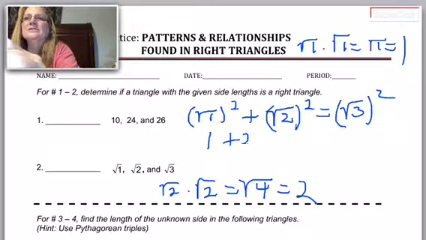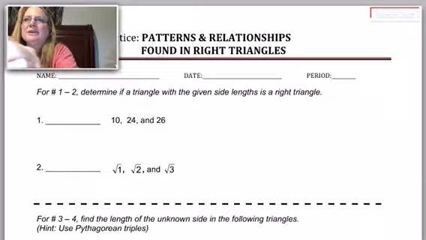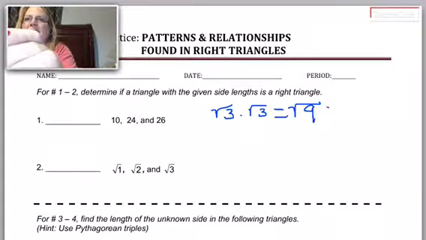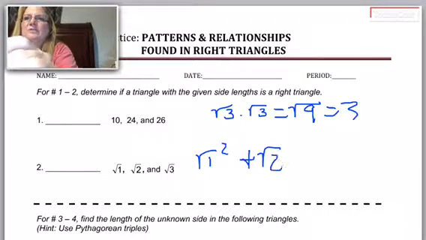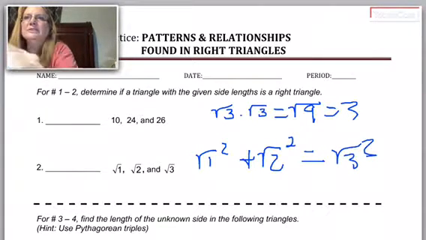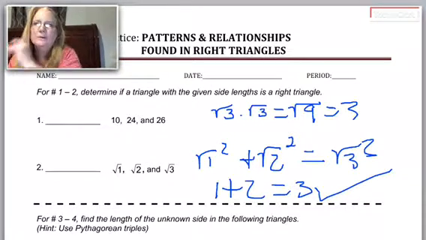So this is 1 plus 2. Hopefully you'll already know what the square root of 3 squared is, but the square root of 3 times the square root of 3 is equal to the square root of 9, which is equal to 3. So yes, the square root of 1 squared plus the square root of 2 squared is equal to the square root of 3 squared, because we get 1 plus 2 is equal to 3. So yes, indeed, this is also a right triangle.